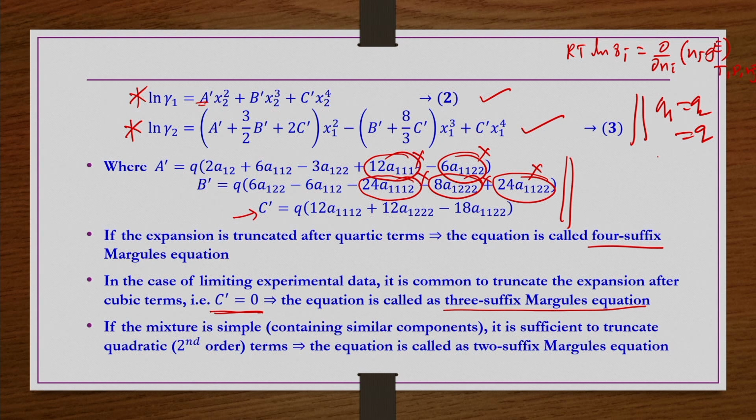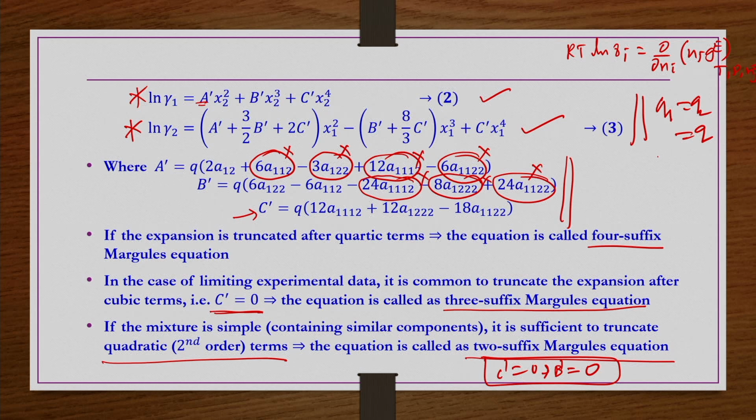So, if the mixture is simple containing similar components, it is sufficient to truncate quadratic terms, that is second order terms, then the equation is called the 2 suffix Margules equation. That means, under such conditions, in addition to c prime equals 0, b prime would also be 0, then we call it a kind of 2 suffix Margules equation. In addition to this one, in the a prime we will not be having these terms which are having interaction between 3 molecules, right.